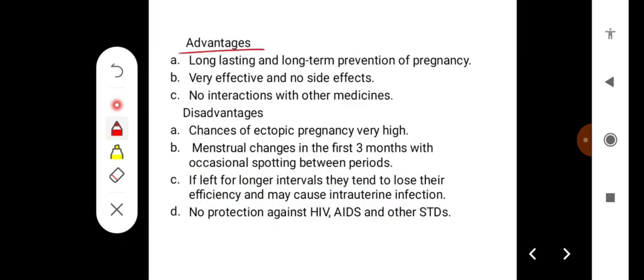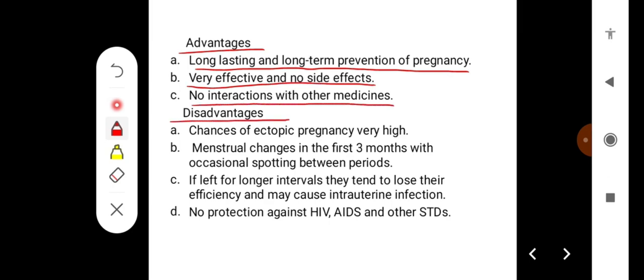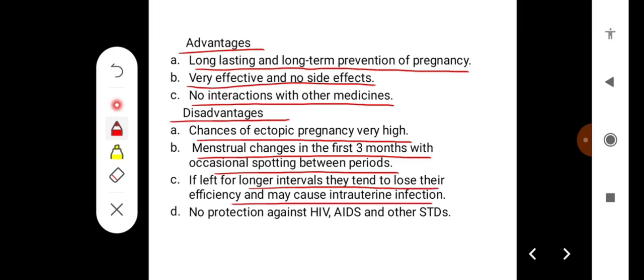Some of the advantages are that long-term prevention of pregnancy is possible with IUDs. They are very effective, there are no side effects, and there is no interaction with other medicines. Some of the disadvantages are that the chance of ectopic pregnancy is very high with intrauterine devices. Menstrual changes in the first 3 months with occasional spotting between periods can occur, and if these devices are left for longer intervals, they tend to lose their efficacy and may cause intrauterine infections. And they provide no protection against STDs.